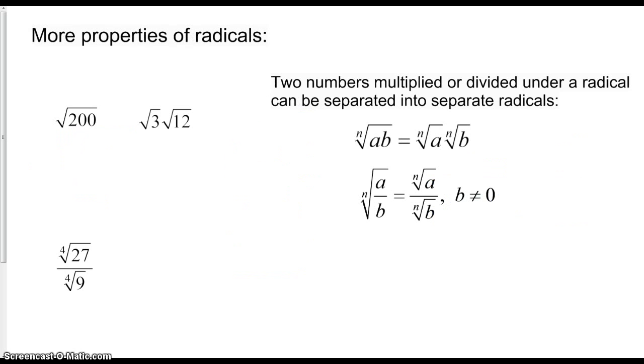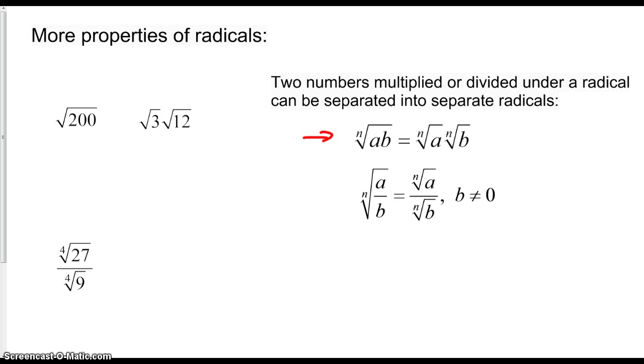Okay. Let's continue with some more properties here, and like I said, we're going to run out of time at some point, but we'll just pick up where we left off in the other part. Okay, this is actually a major property of radicals, that you can take two numbers that are multiplied under a radical and separate those into two separate square roots. So let me give you an example here with the format, right? If you have the nth root of a times b, you can write that as the nth root of a times the nth root of b.